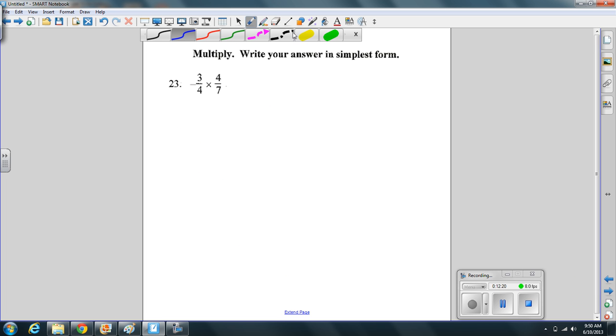23, multiply, write your answer in simplest form. If you notice, I have common factors, so I can reduce those two 4s to both 1s, because 4 divided by 4 is 1, 4 divided by 4 is 1. So I get an answer of 3/7.